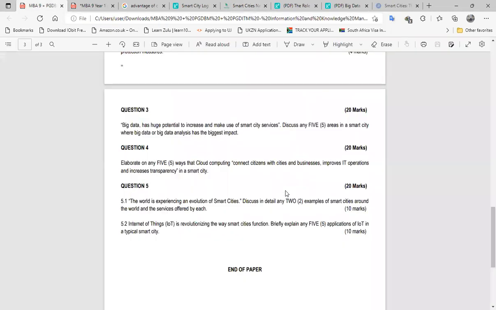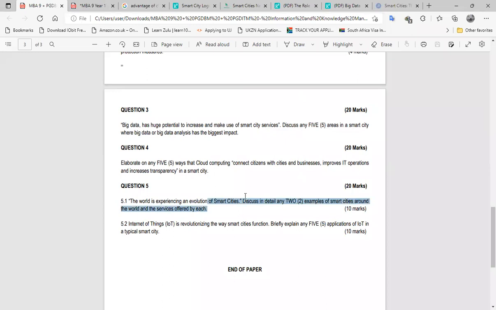Now they've reduced. So you just have to find 5 ways in which we just have to talk about the importance of cloud computing in a smart city, right? Then the last question is cloud is experiencing an evolution of smart cities. Discuss in detail any 2 examples of smart cities around the world that service offered by it.